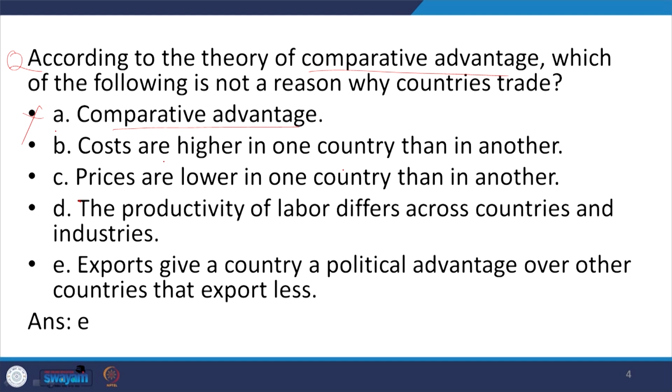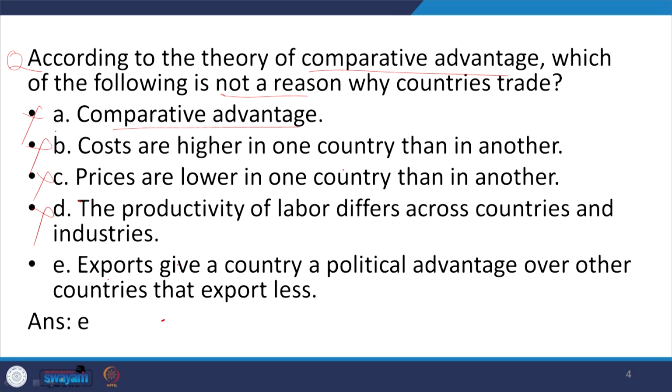Costs are higher in one country than another. So, cost wise trade actually takes place. So, this is a reason. Now, here we are asking which is not a reason. This is not the answer. This is of course a reason, B is also a reason, but they are saying which is not a reason. Prices are lower in one country, this also is a reason, so as per the question this is also not correct. The productivity of the labor differs across countries and accordingly we will specialize. So, this is also a reason, but since we are saying not a reason, this is not an option.